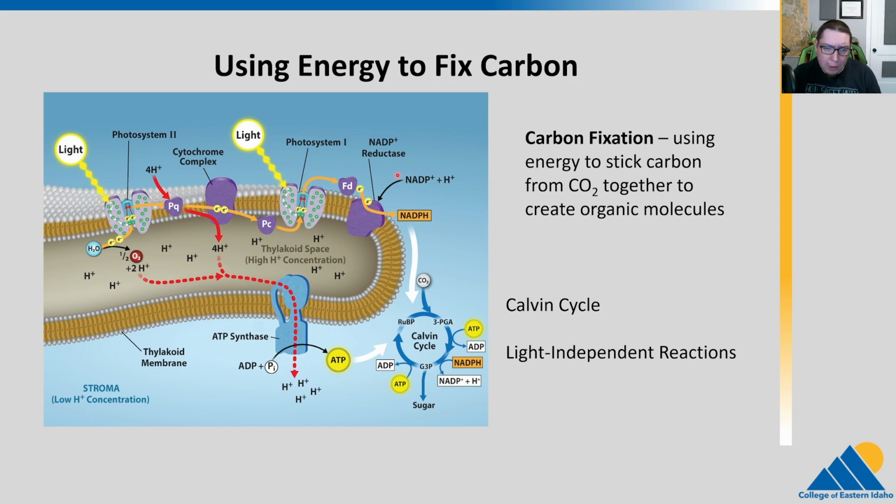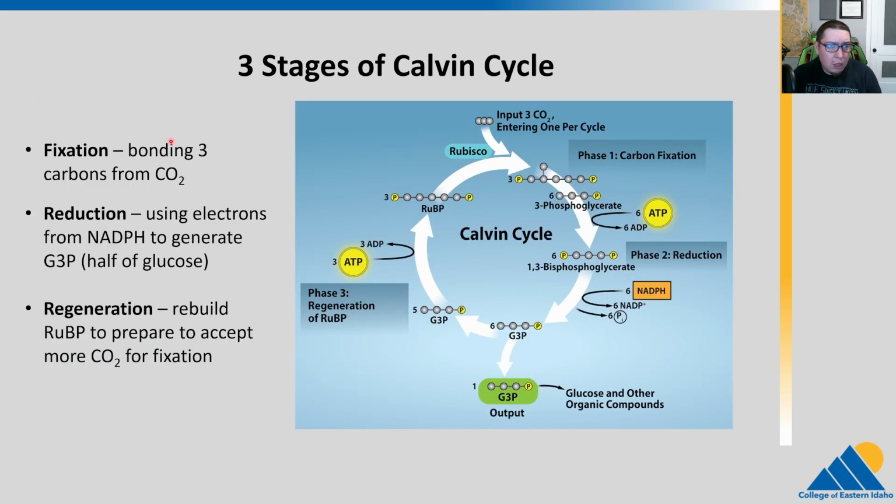So let's zoom in on the Calvin cycle. There are 3 stages to the Calvin cycle. We're going to talk about them broadly. First is fixation. We're taking 3 CO2s and sticking them together using energy from ATP. In the second phase, called reduction, we are taking high energy electrons from NADPH and generating a 3-carbon molecule called G3P. You'll notice that this is 3 carbons, and you're going to say glucose is 6. Well, technically the output is not glucose, it's G3P.